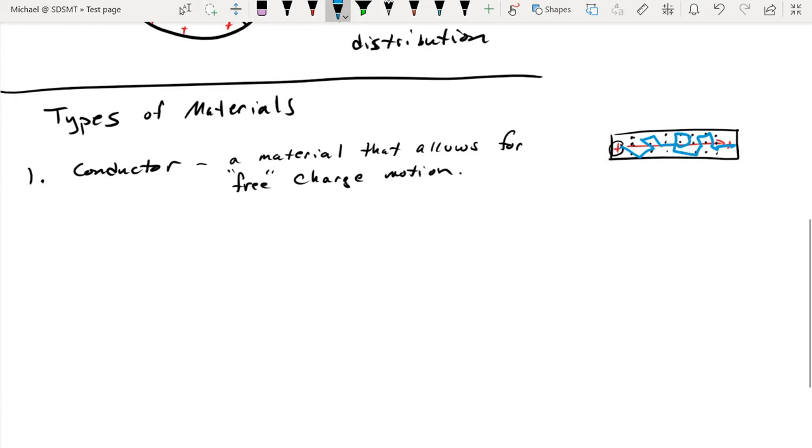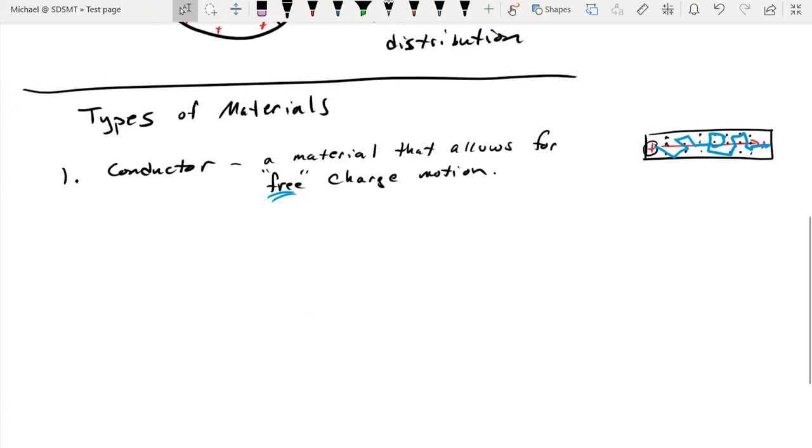And that randomization, or that hindrance of the material to allow for the free motion, is what we will call resistance. And we'll explore that topic more when we get to chapter 26.